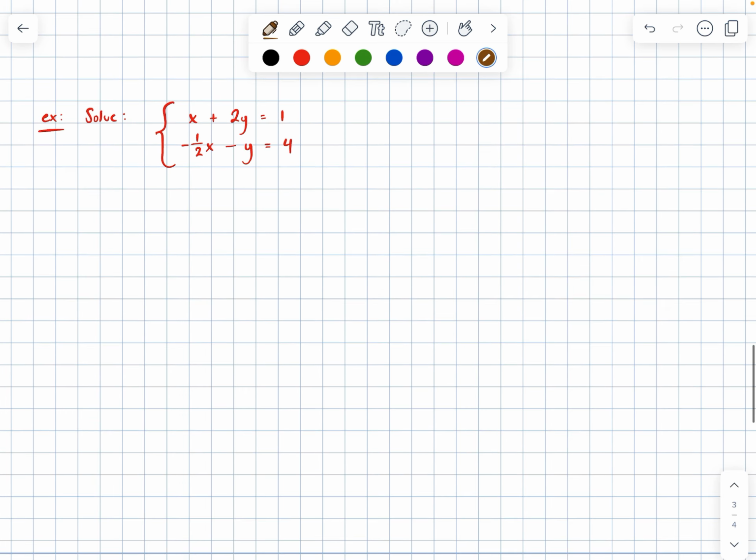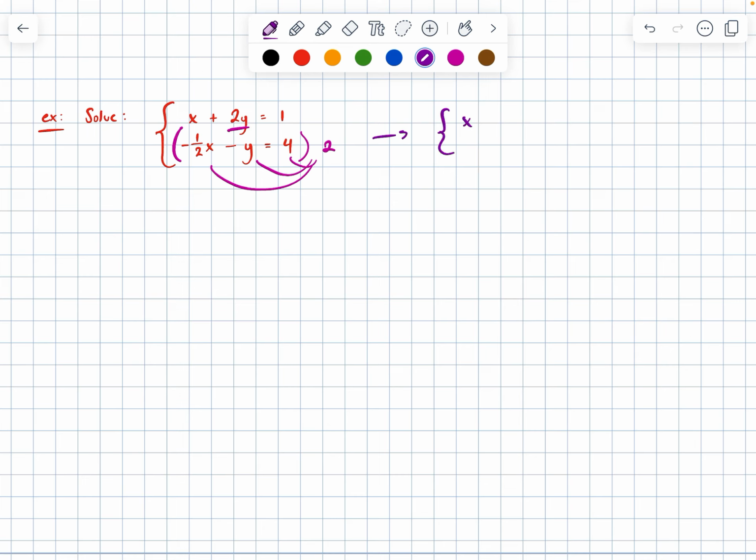Last one, let's try x plus 2y equals 1 and negative 1/2 x minus y equals 4. Use either substitution or elimination, whichever you prefer. Go, go, go. And stop. So, last one we did substitution. Let's do elimination here. So, notice I want maybe to turn y into 2y. I'm going to take the bottom equation. I'm going to multiply everything by 2. So I'm going to take each of my terms here and multiply by 2.